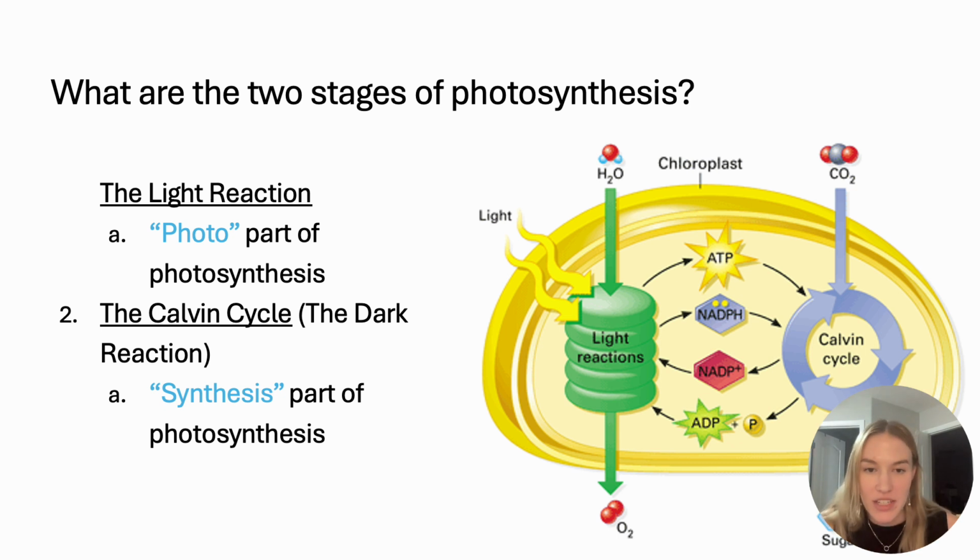The light reaction is the photo part of photosynthesis. So it is going to take a photon and do some work with it to ultimately get ATP and NADPH out. Then that NADPH and that ATP is going to be used in the Calvin cycle to synthesize glucose from CO2. So that's why we say the Calvin cycle or the light independent reactions are the synthesis part of photosynthesis.